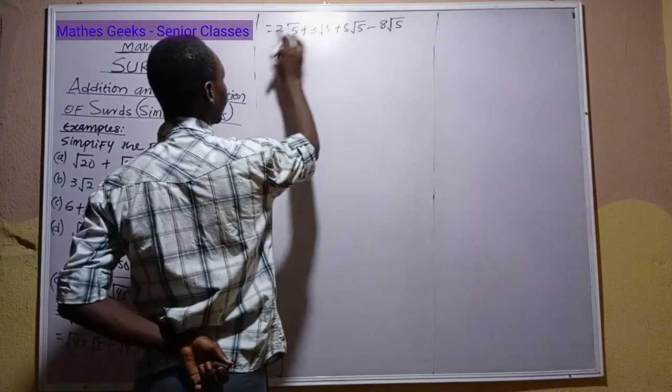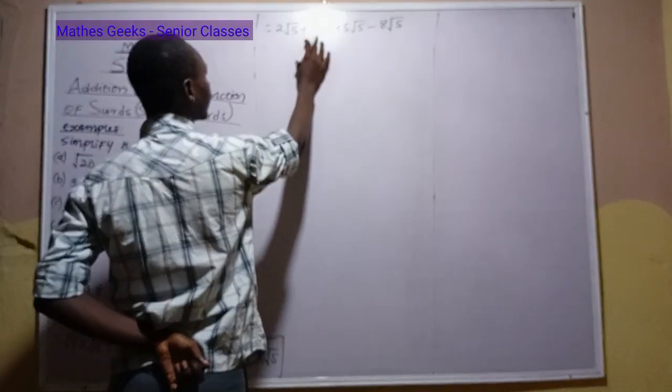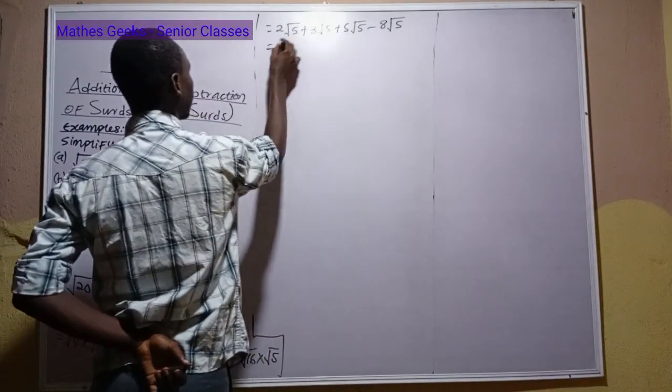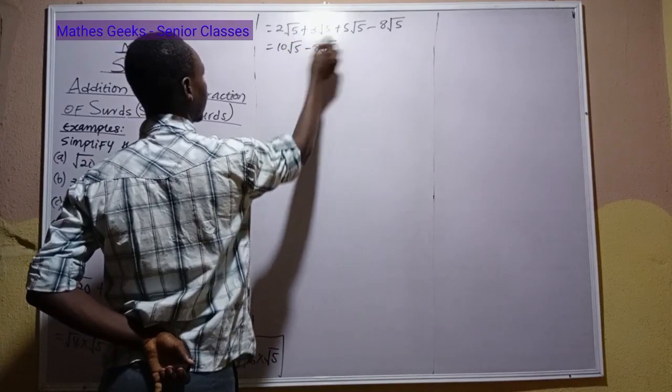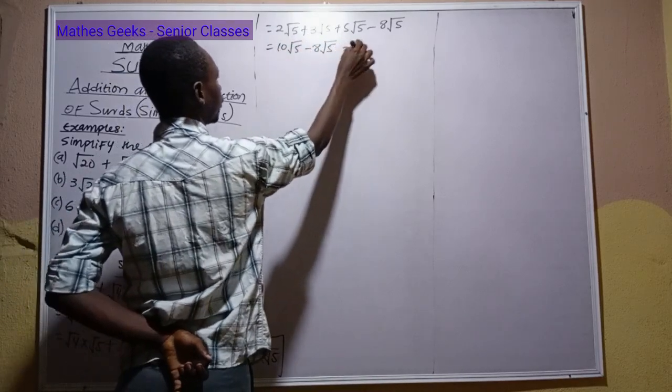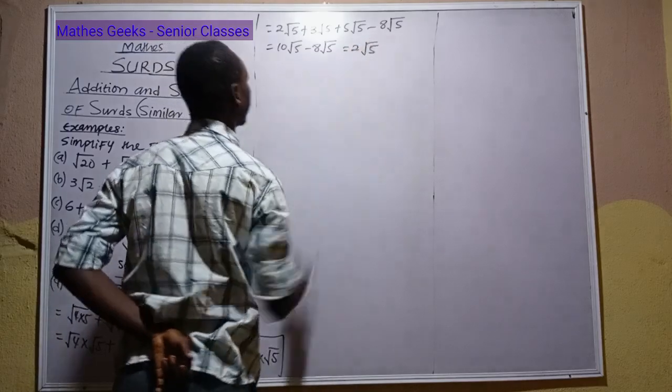So let's add up the positive side first. 2 plus 3 is 5, 5 plus 5 is 10. Equal to 10 root 5 minus 8 root 5. 10 minus 8 is 2, so that's plus 2 root 5.